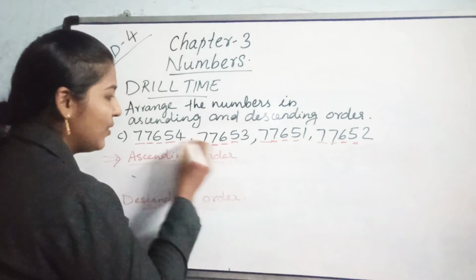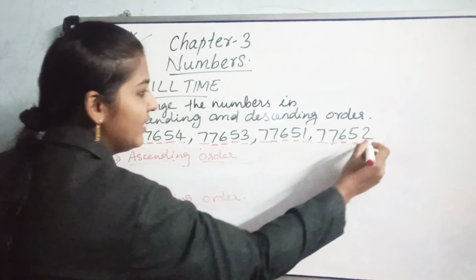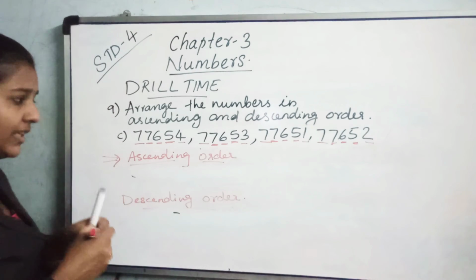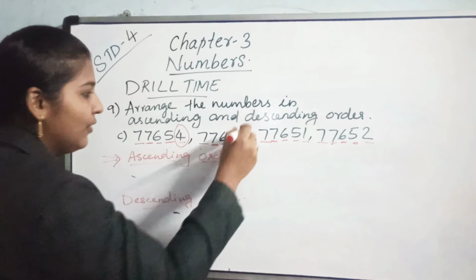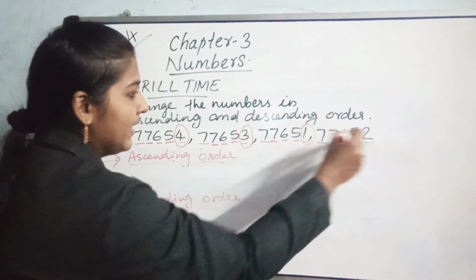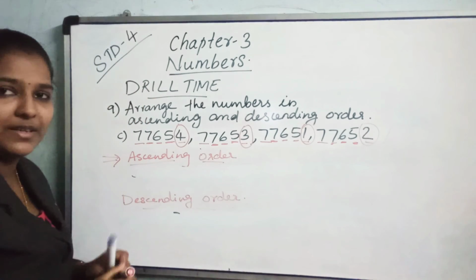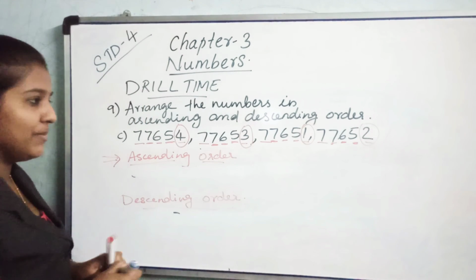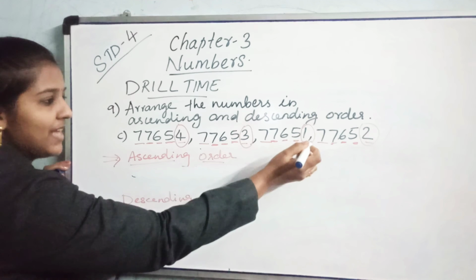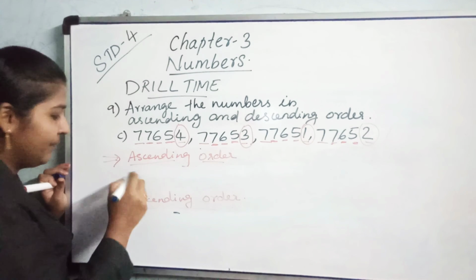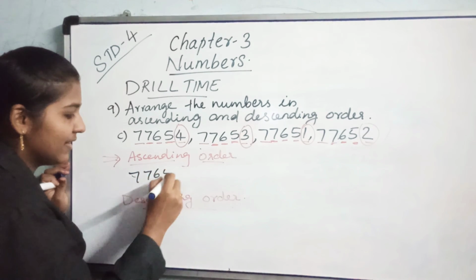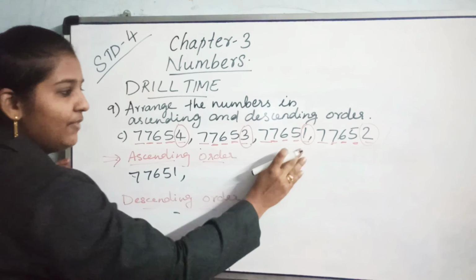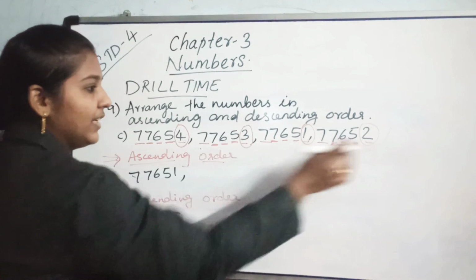Now move to the last place. That is 4, 3, 1, 2. Among these, which is the smallest one? 1 is the smallest number. So you can write the number which is having 1 in the first position. That is 77,651. So after 1, these are the three numbers.